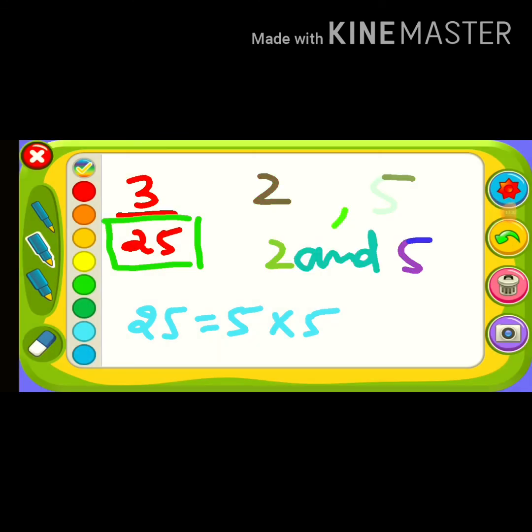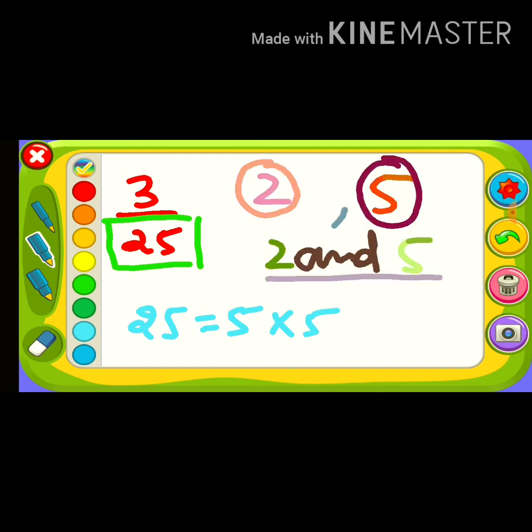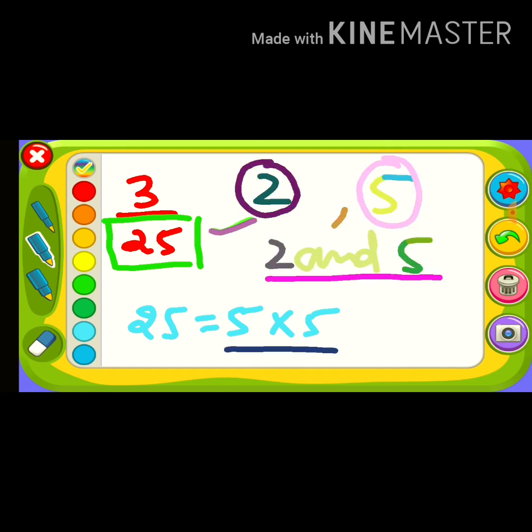So here we can find only 5. So 5 is appearing in the prime factors of 25. So this 3 by 25, this fraction will have what? Terminating decimal expansion. Similarly, see the second bit, 11 by 18. Now what we will do?